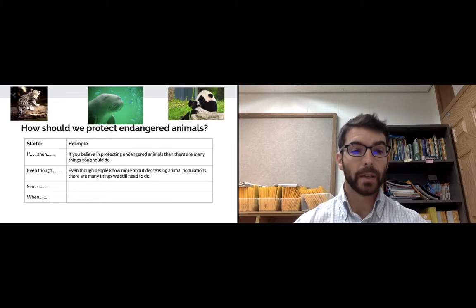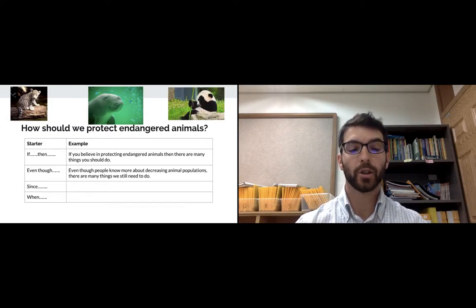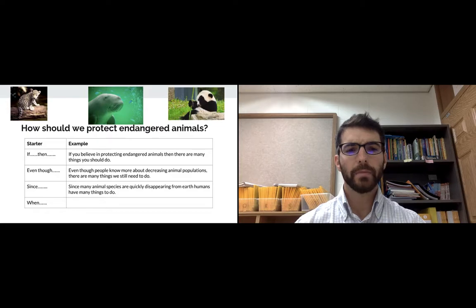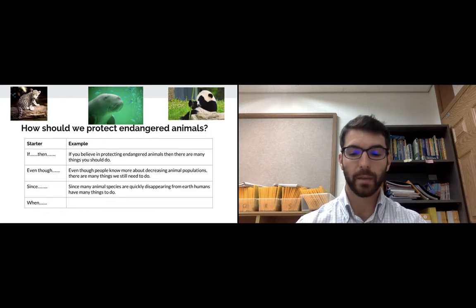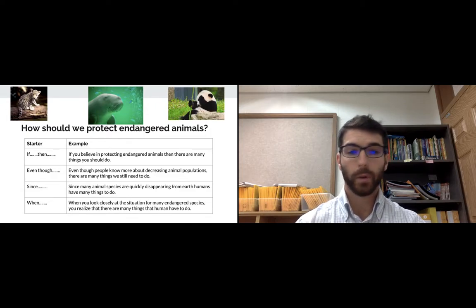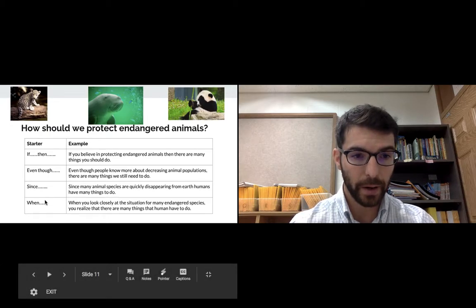Another way to start a topic sentence would be with even though. Even though people know more about decreasing animal populations, there are many things we still need to do. Let's try the since example. Since many animal species are quickly disappearing from Earth, humans have many things to do. And let's look at what I said with the when starter. When you look closely at the situation for many endangered species, you realize that there are many things that humans have to do. All right, so there's just a few examples using these starters, right? Those are there to help you.